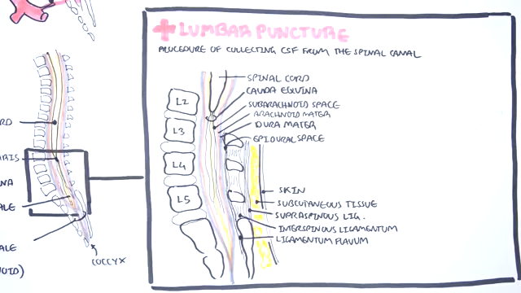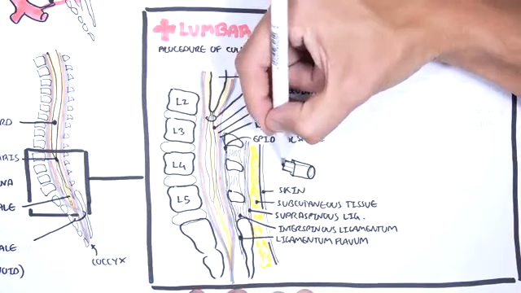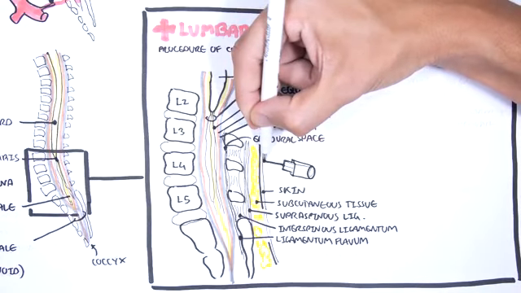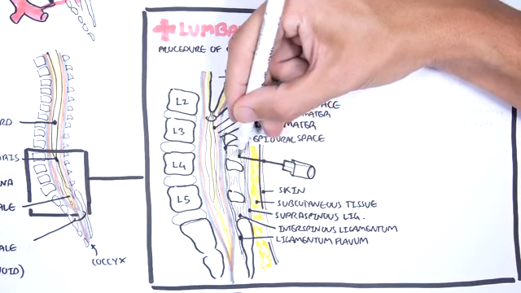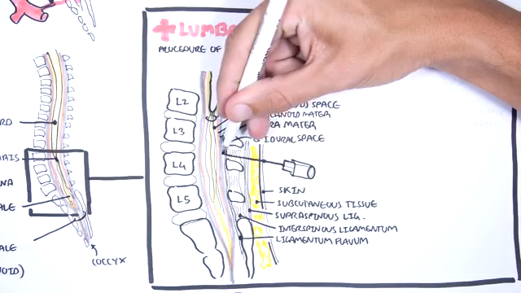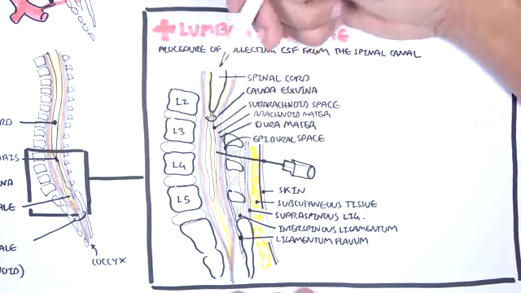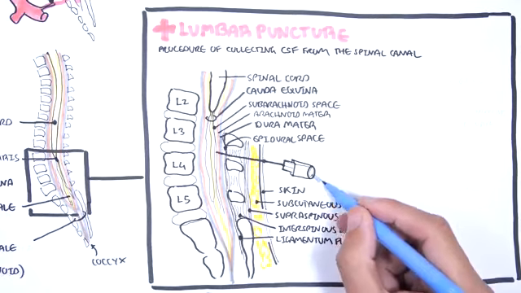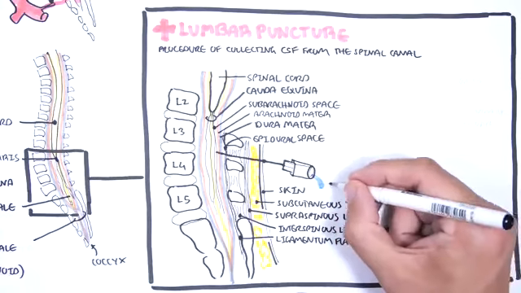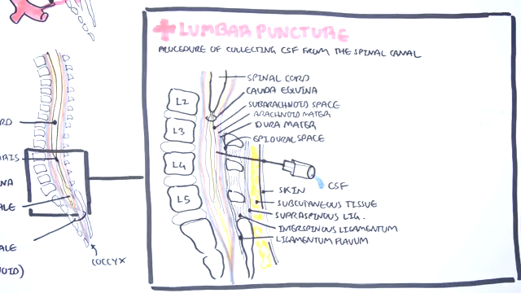The goal of a lumbar puncture is to collect cerebrospinal fluid, which can be done by sticking a needle through the skin, subcutaneous tissue, supraspinous ligament, interspinous ligament, ligamentum flavum, dura mater, and the arachnoid membrane into the subarachnoid space where the CSF, the cerebrospinal fluid, is present. Once the needle is in this space, CSF fluid should drip out.